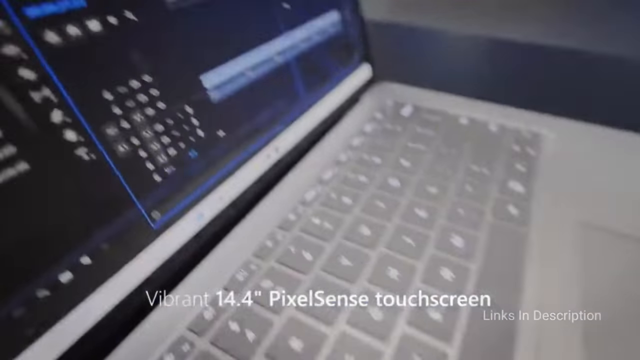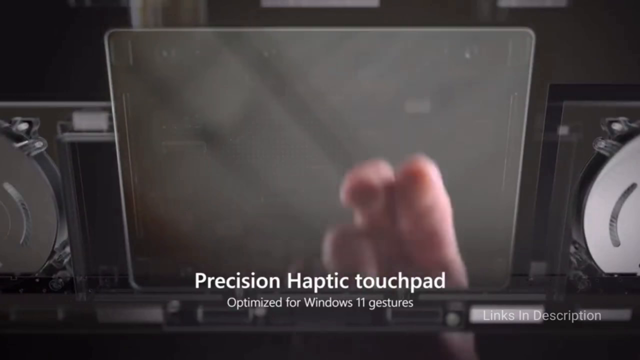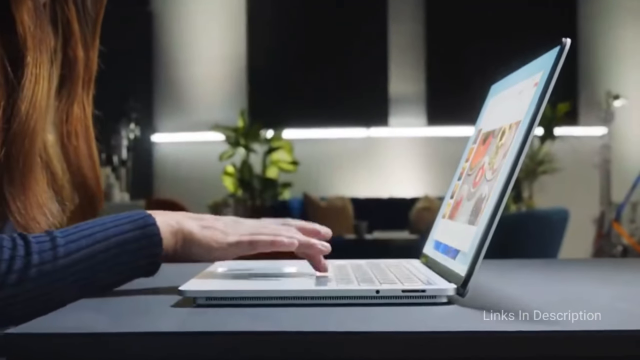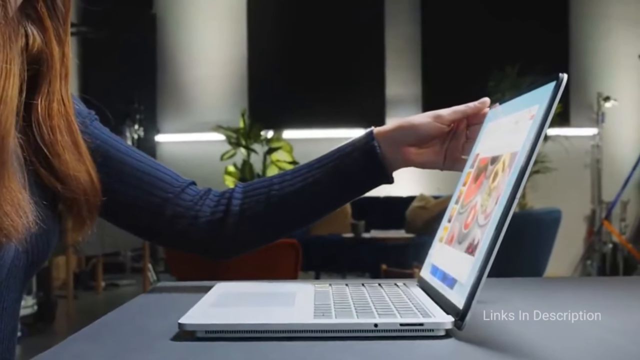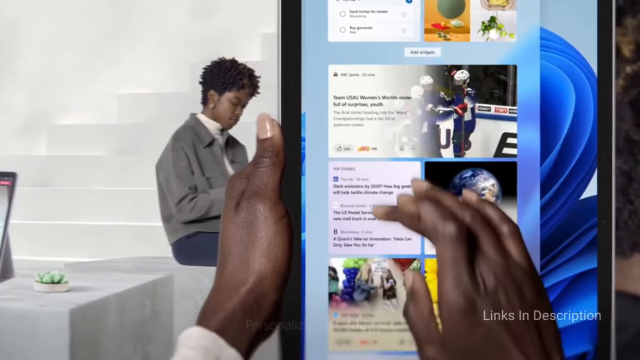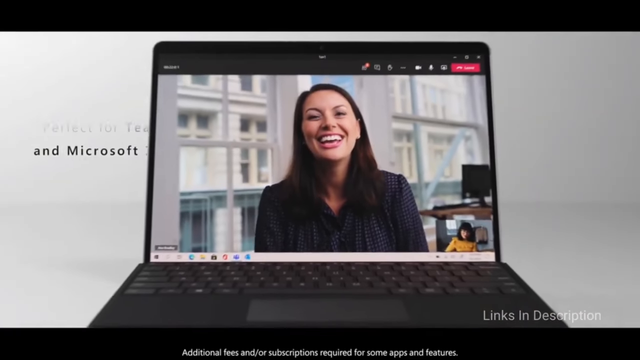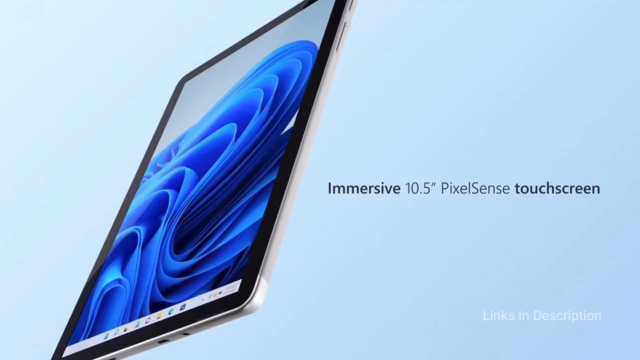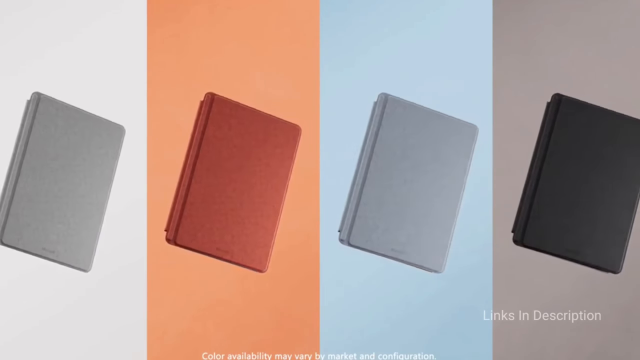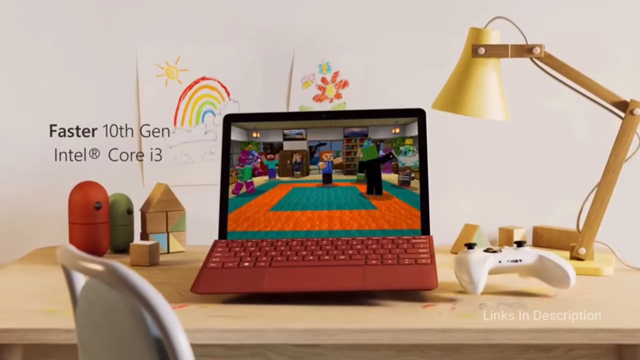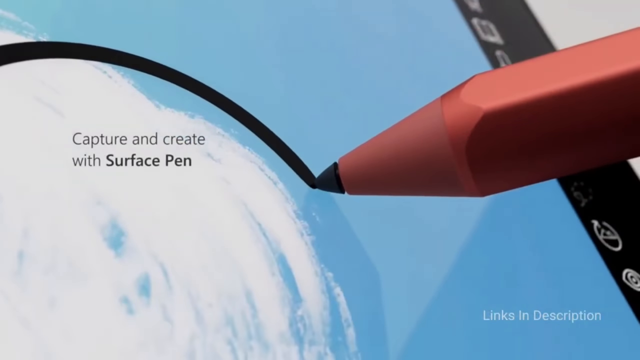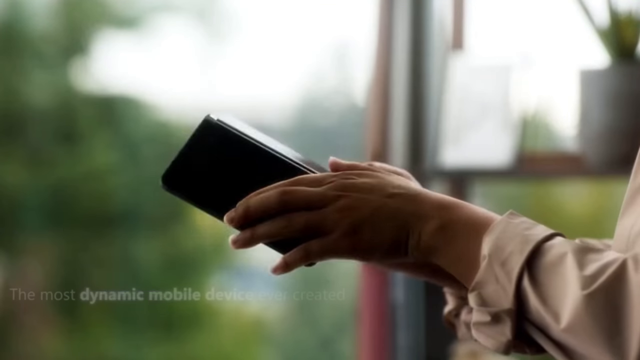So coming to the price and availability of all these devices, the Microsoft Surface Laptop Studio is available for pre-order at a starting price of $1,600. The Surface Pro 8 is available for pre-order at a starting price of $1,100. The Surface Pro X is available at a starting price of $900. And the most affordable 2-in-1, maybe you can call it a tablet, the Surface Go 3 is available at $400. And the Surface Duo 2 is available at a starting price of $1,500.